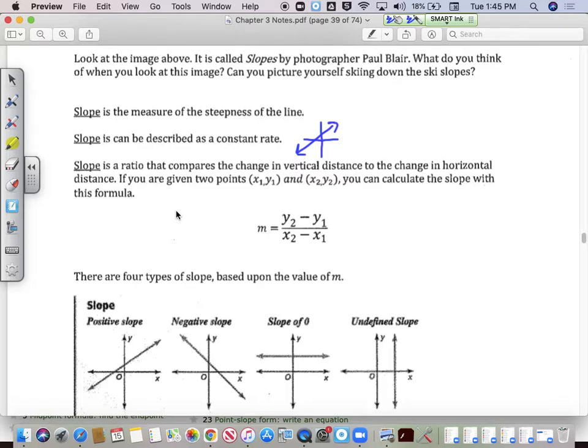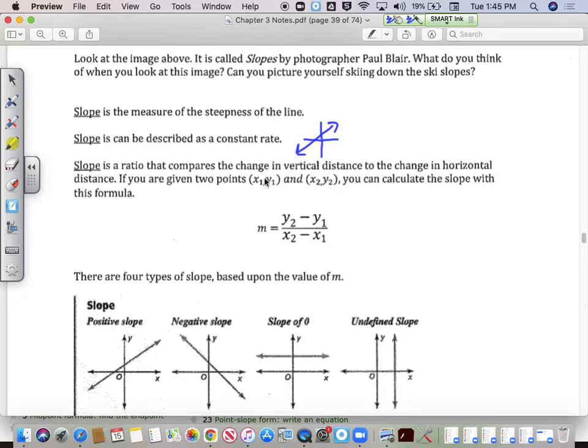Slope is a ratio that compares the change in the vertical distance to the change in the horizontal distance. When you're given 2 points, every point has an x and a y. So if you're given 2 points, this is the first x and this is the first y, which is what these little subscript 1s are. It's just saying the first x and the first y. And this is the second x and the second y.